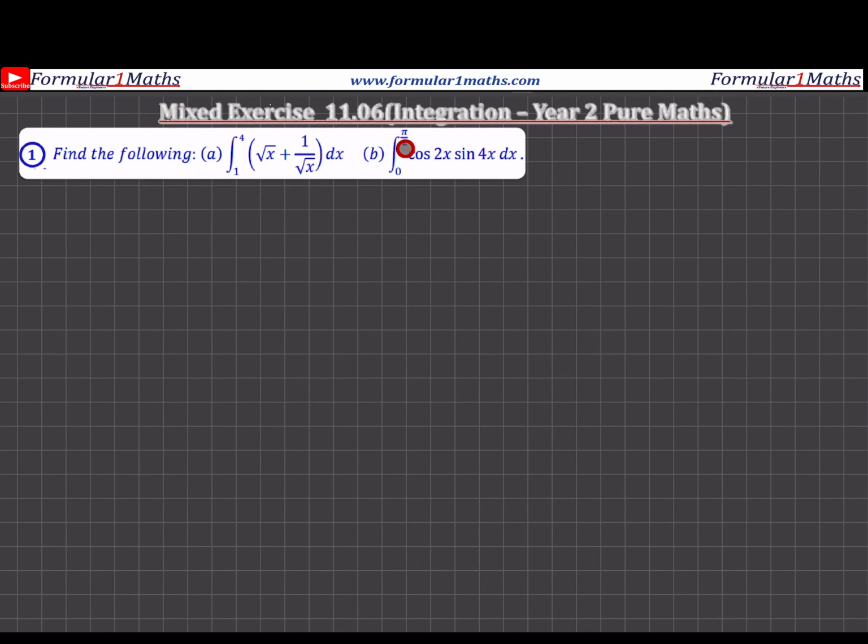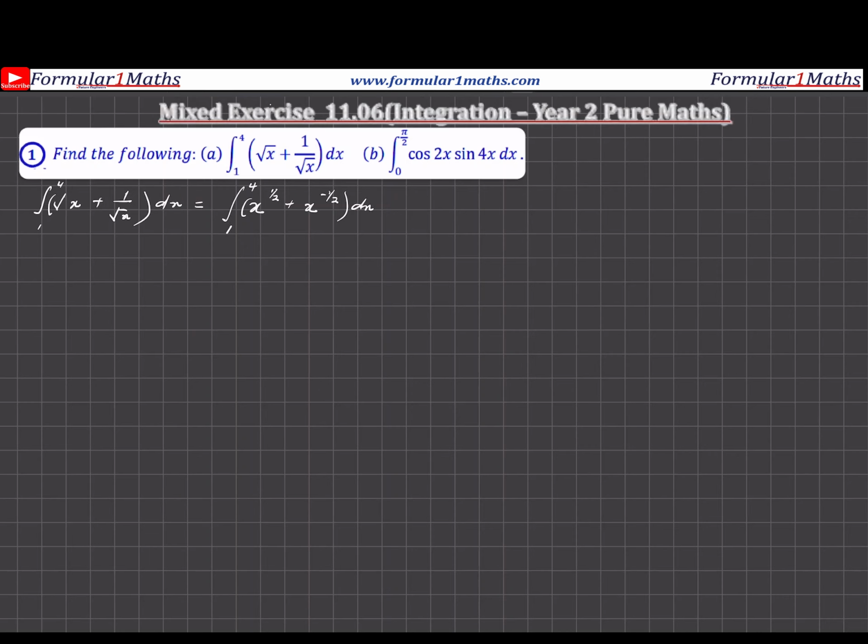So the first question, I'm going to rewrite the question. So I've got the integral of square root of x plus 1 over square root of x with respect to x from 1 to 4. This will be written as the integration of x to the power half plus x to the power minus a half with respect to x from 1 to 4.